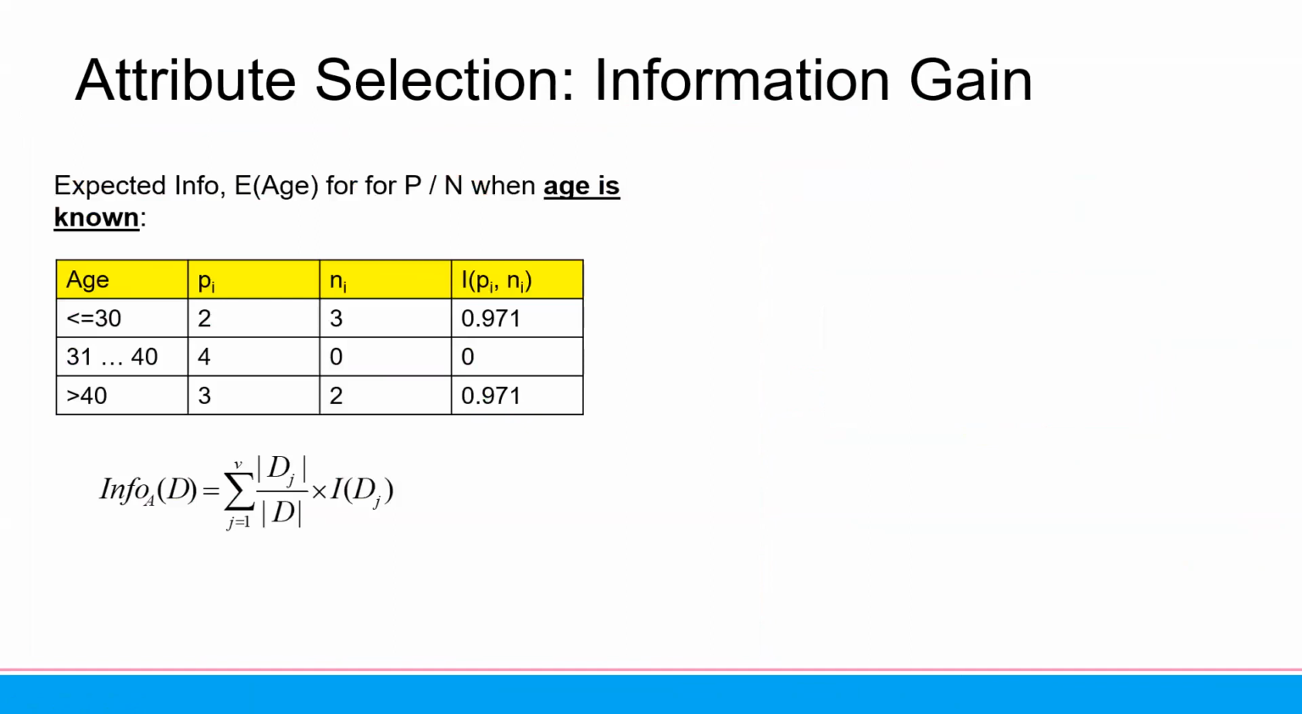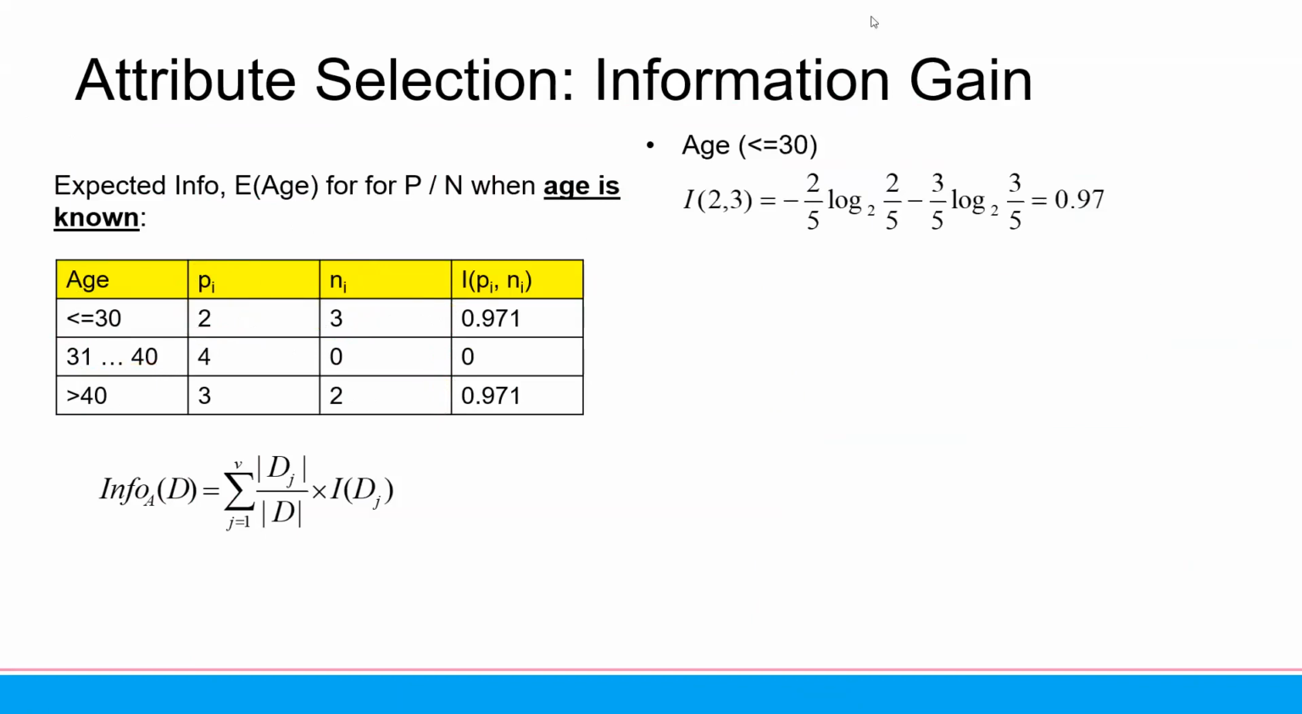How to calculate the information gain? It is the same as the previous one. We can do the calculation because we know the number of P and we know the number of N, and we know the total number. The total for age under 30 is 5. The total for 31 until 40 is 4. The total above 40 is 5. So we can make the calculation.